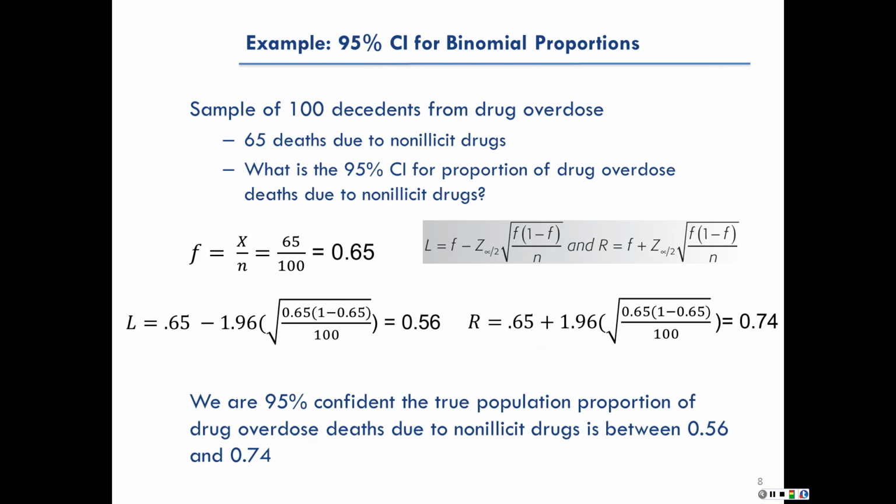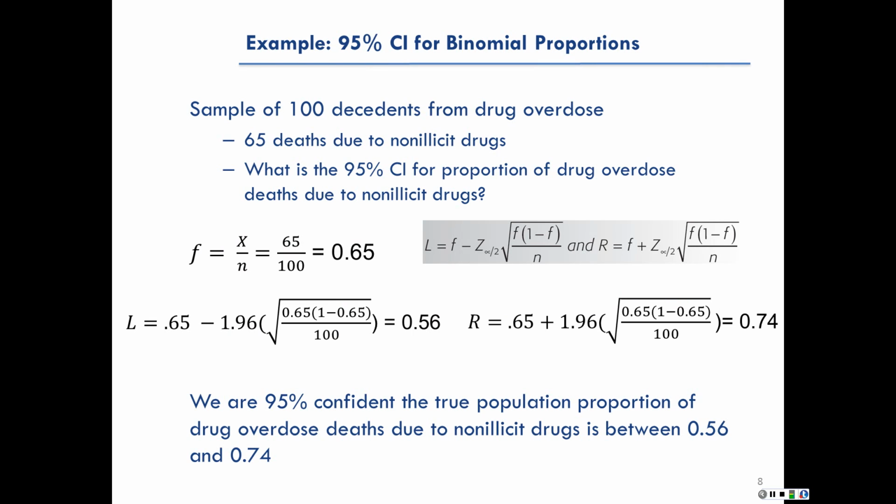Let's say we have 100 decedents from a drug overdose, and 65 of those deaths were due to non-illicit drugs. The question is, what is the 95% confidence interval for a proportion of drug overdose deaths due to non-illicit drugs? So our fraction of success, in this case success is dying due to non-illicit drugs, is 65 divided by 100, so that's 0.65. So we plug that into our formula.